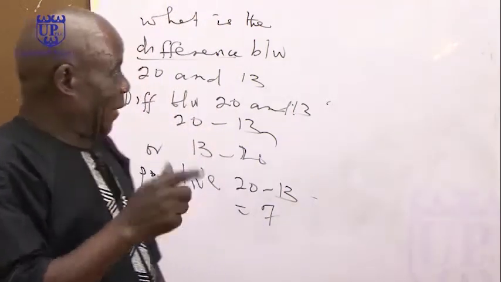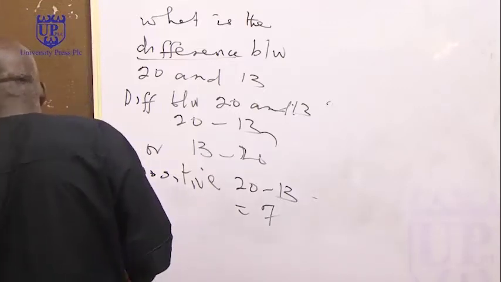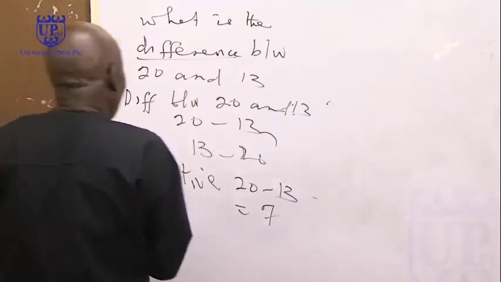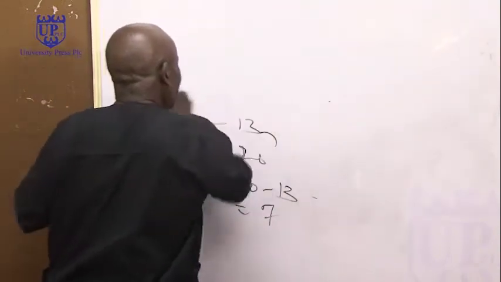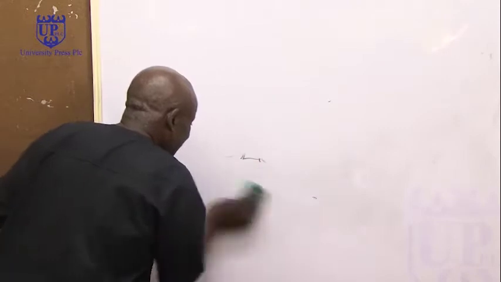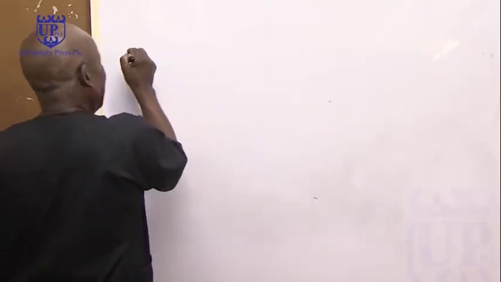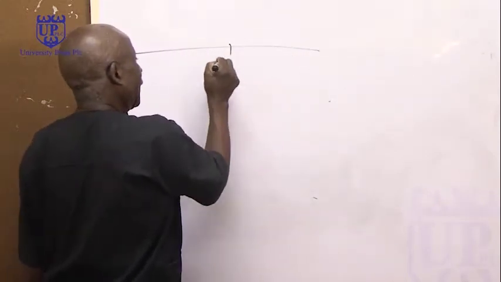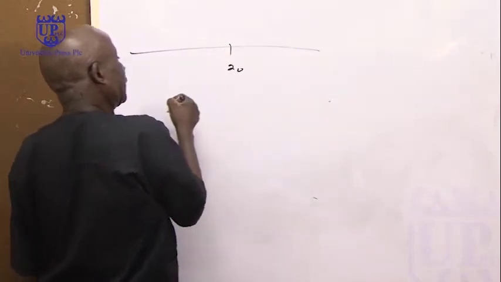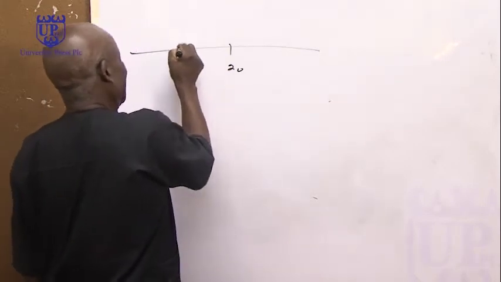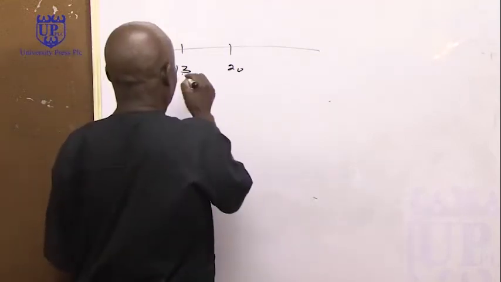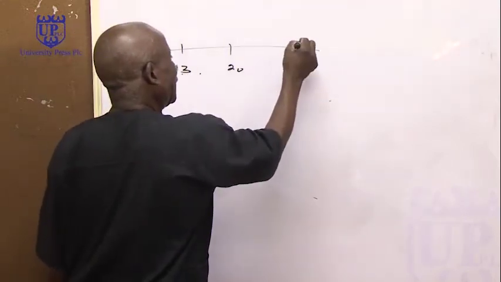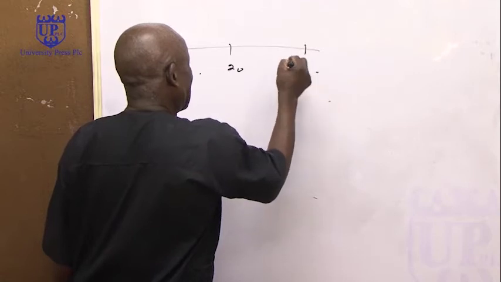The reason is this: if you are at a point, look at this line. Let's say this is 20, this is 13, negative, this is 13.